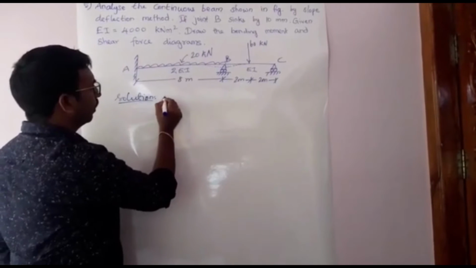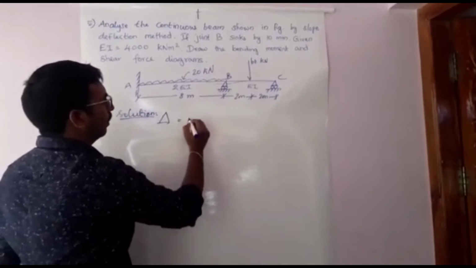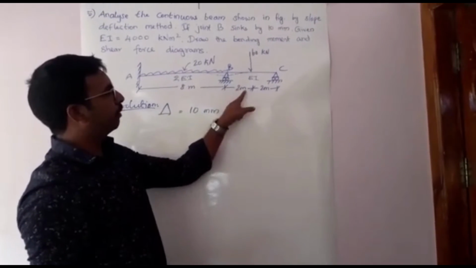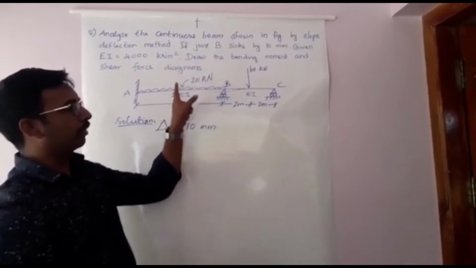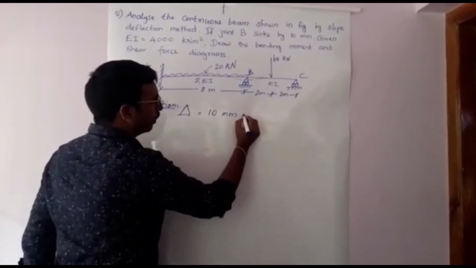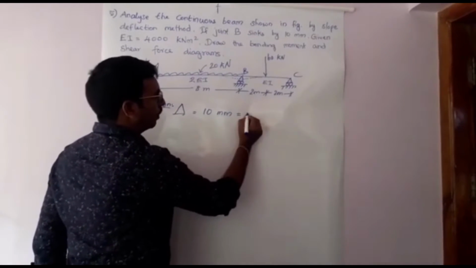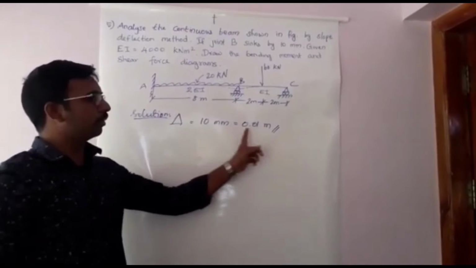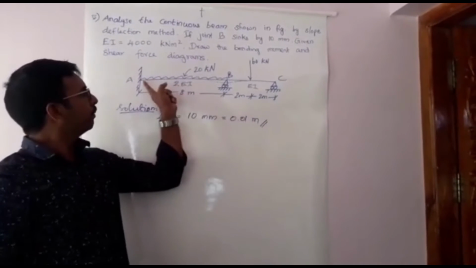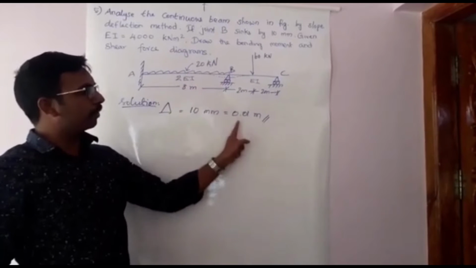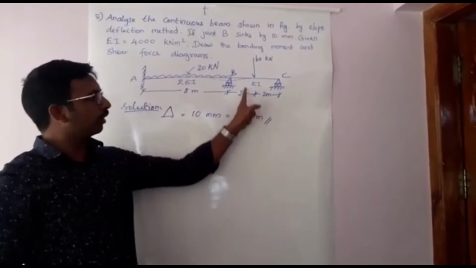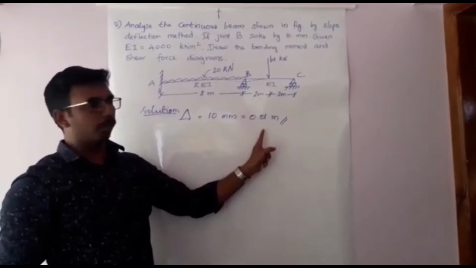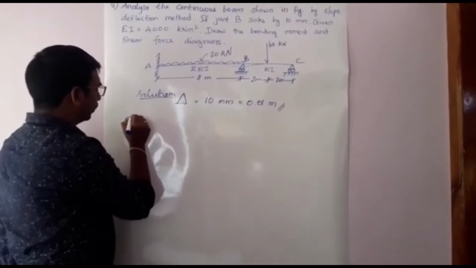The deflection is 10 mm, but here all the values are in meter: meter, meter, meter and meter square. So you have to convert this value into meter, 0.01 meter. So for AB and BA you have to substitute minus 0.01, and for BC and CB you have to substitute 0.01. All the other procedures are the same.